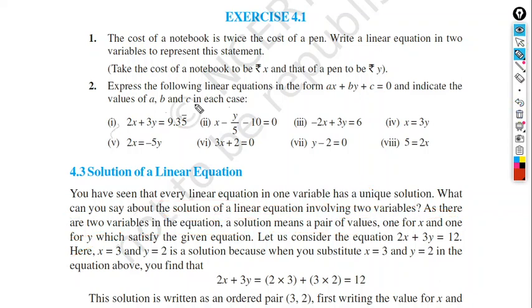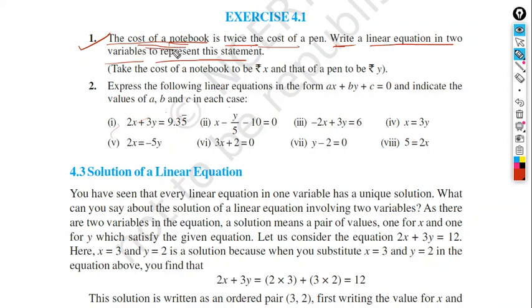The cost of a notebook is twice the cost of a pen. So there is a notebook and there is a pen. The cost of the notebook is twice the cost of a pen. Write a linear equation in two variables to represent this statement. Let's read the question again. The cost of a notebook is twice the cost of a pen. Whenever you are solving this type of question, just remember which cost is high. So the cost of the notebook is twice the cost of the pen.